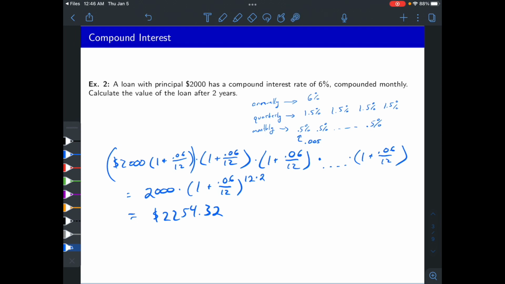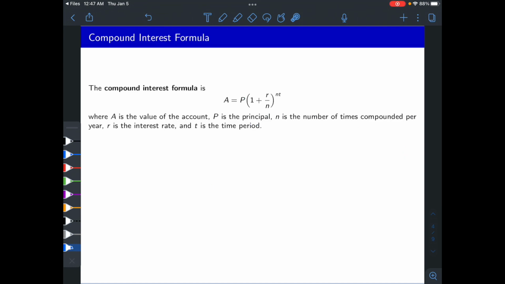So there's very much a formula going on here. We have our principal, and then we have 1 plus our interest rate, and we have how many times we're compounding each year. That shows up twice over here. So these are both how many times we're compounding each year. And then this is how many years we're doing this for. So this is the compound interest formula.